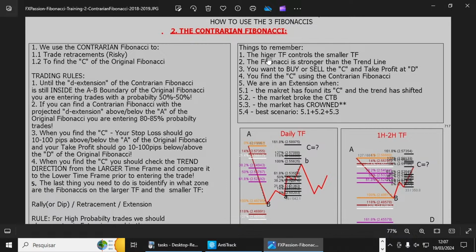All right, so things to remember: the higher time frame controls the smaller time frame. The Fibonacci is stronger than the trend line. You want to buy or sell the C and take profit at the D. You find the C using the Contrarian Fibonacci, and we are in extension when the market has found the C and the trend has shifted. The market broke the counter trend break, and the market has crowned. So the best scenario is when all of these things happen together, all right?